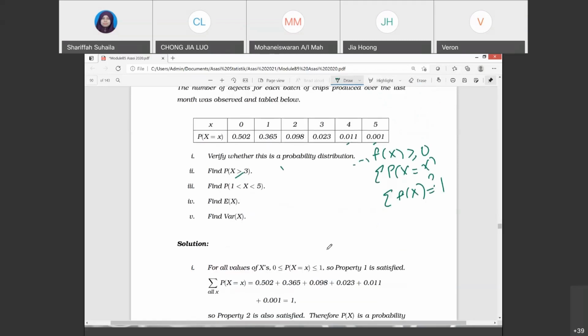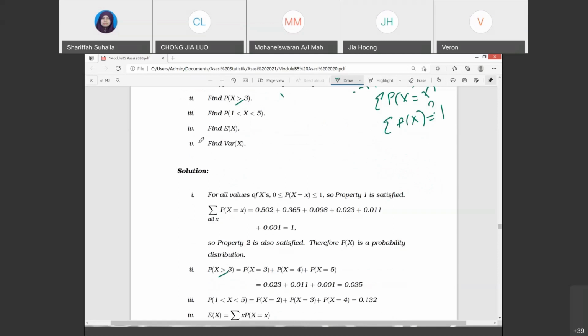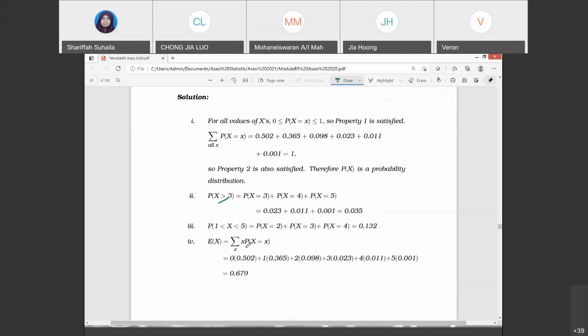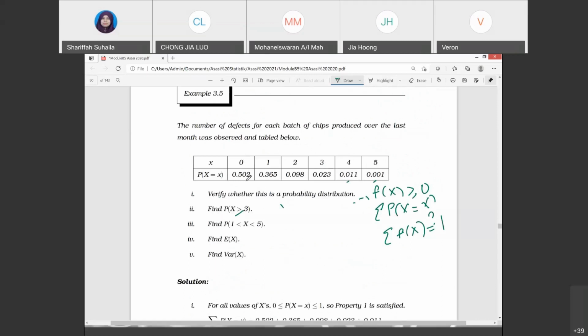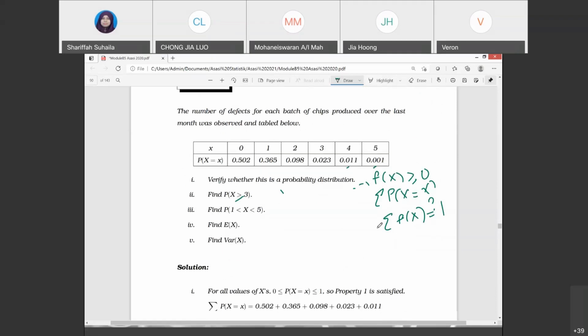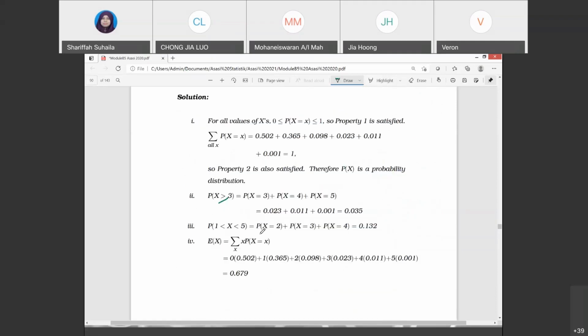Okay, so part 4. Find E(X). Find E(X), so summation X times probability. So you will have your X here. So X 0 times 0.502 plus 1 times 0.365 plus 2 times 0.098 sampai semula. So that is your mean. Summation X times probability. So setiap kali tu tambah.